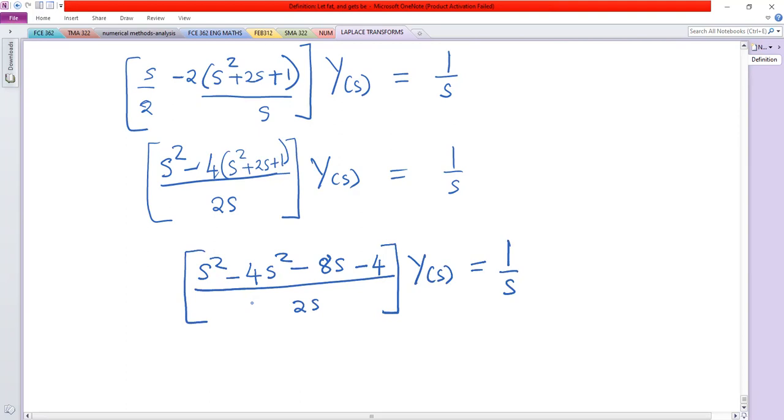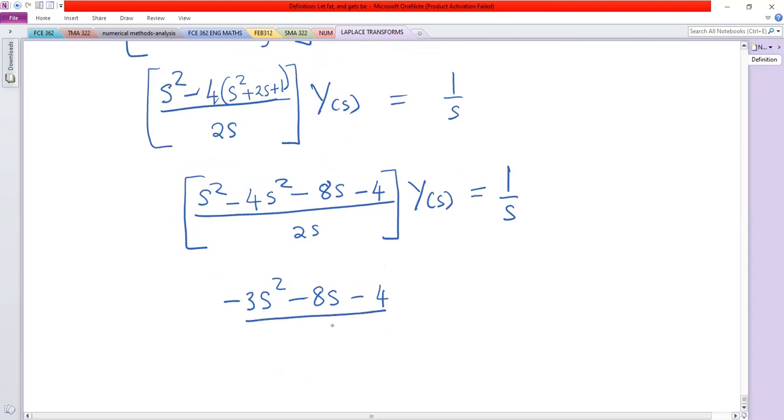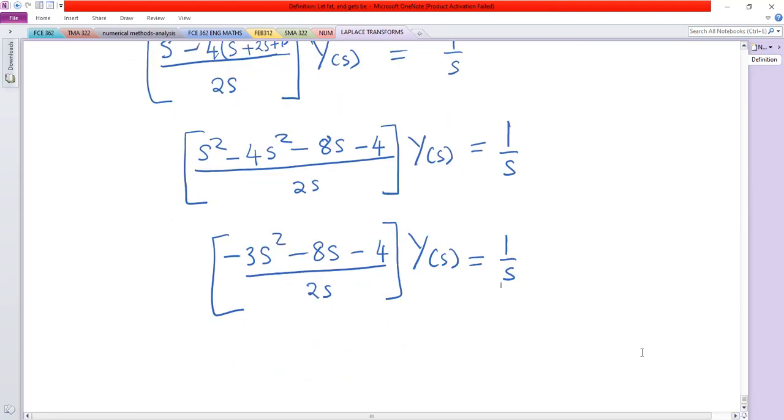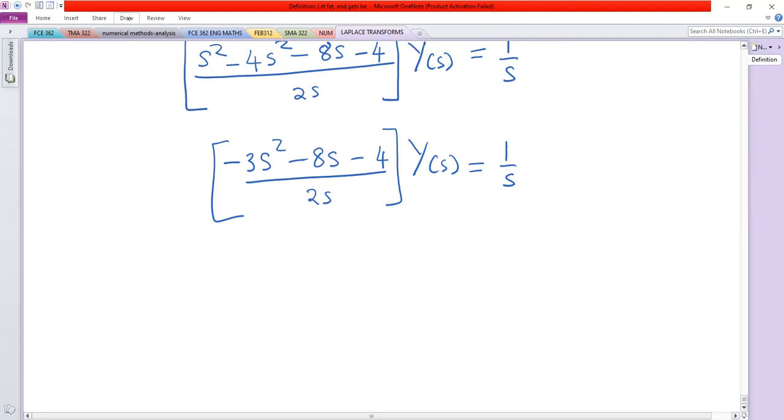Now this will give me -3s squared minus 8s minus 4 divided by 2s. I multiply by capital Y of s. This should give me 1 over s. So making y the subject, I'll multiply through by 2s over minus 3s squared minus 8s minus 4. So 2s over minus 3s squared minus 8s minus 4.